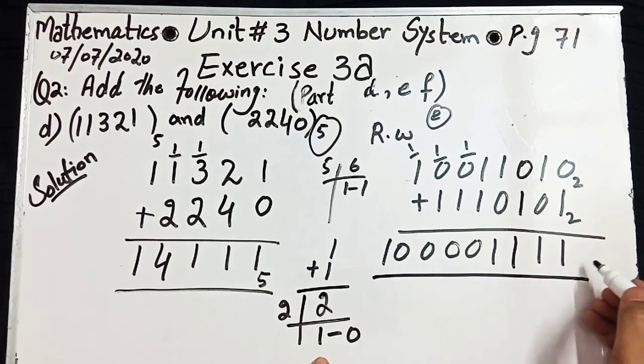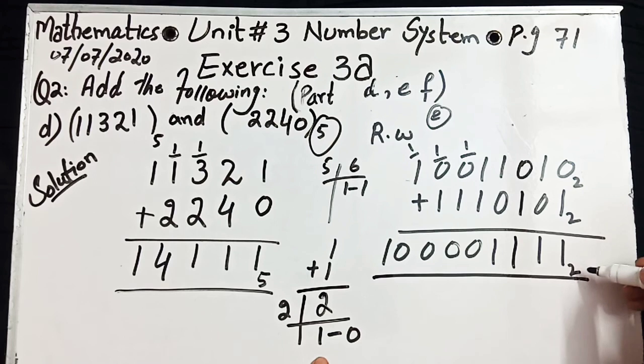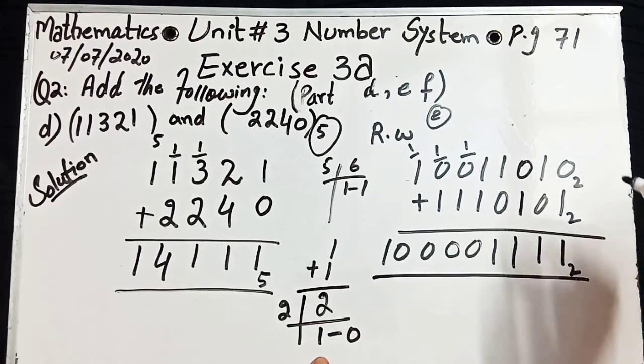Okay. Base 2. The base is given, so we put base 2. In the base 2 system, in the question we have only 0 and 1. Not 2, not greater than 2, like 3, 4, 5. In this question we use only the 2 digits 0 and 1, in the answer also.